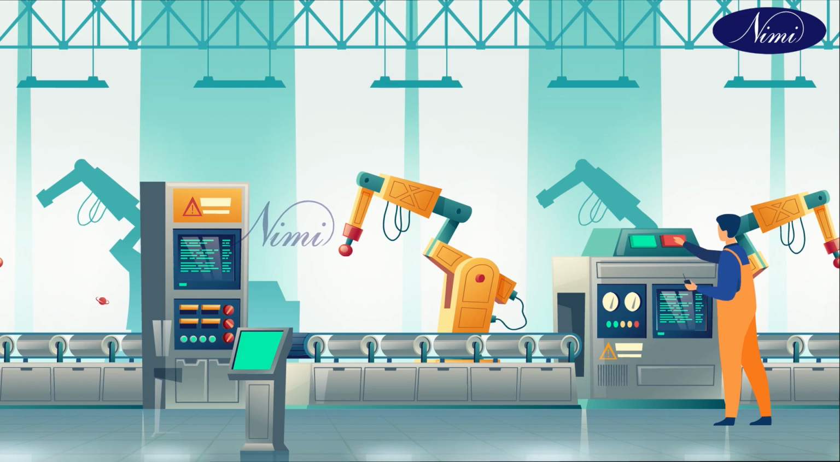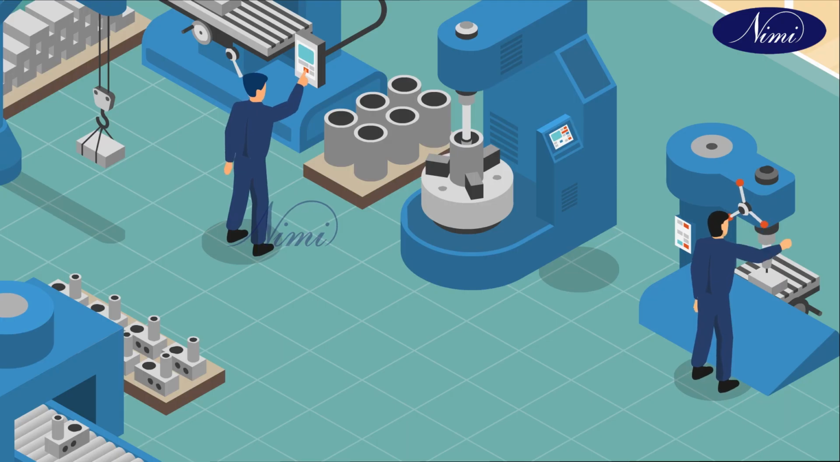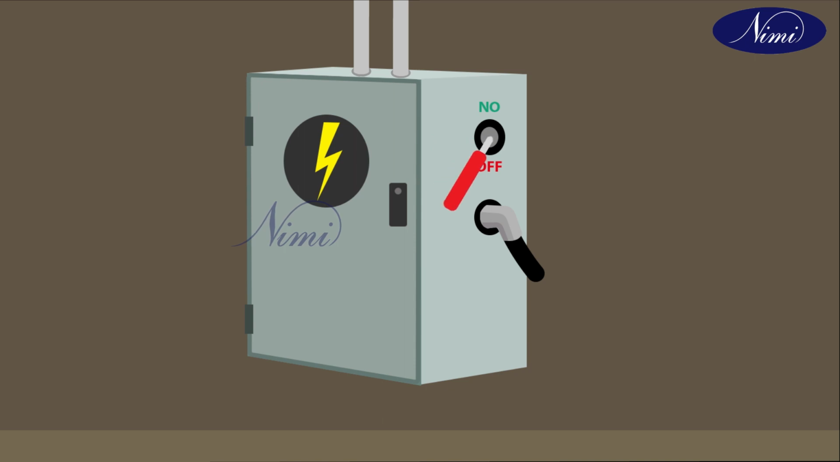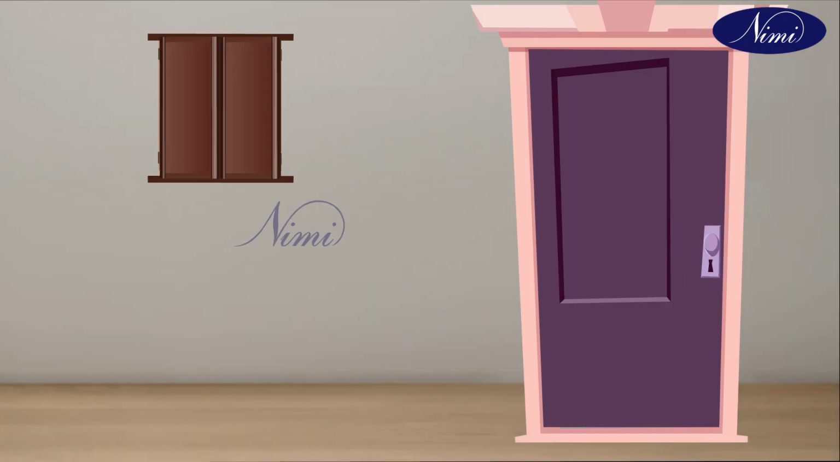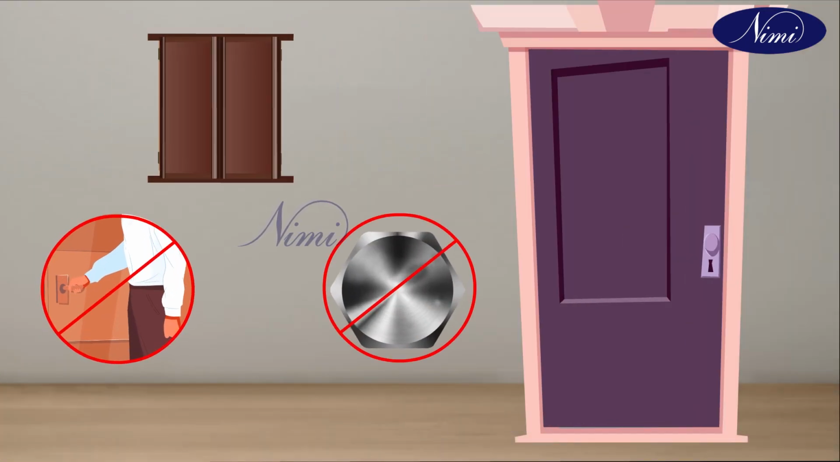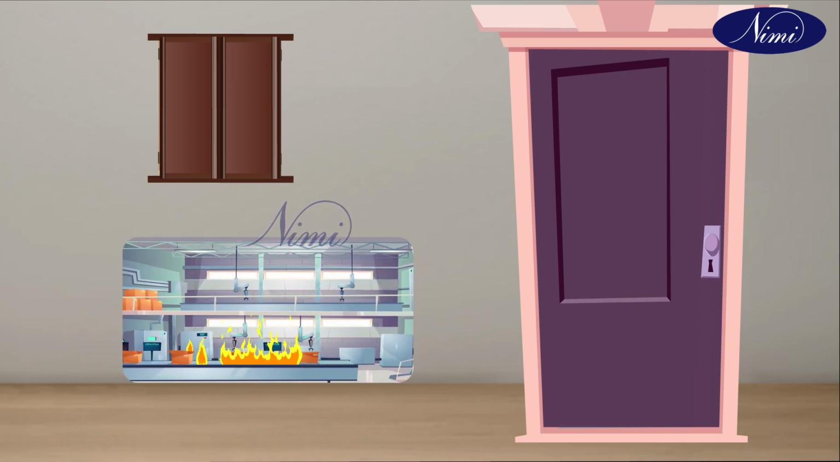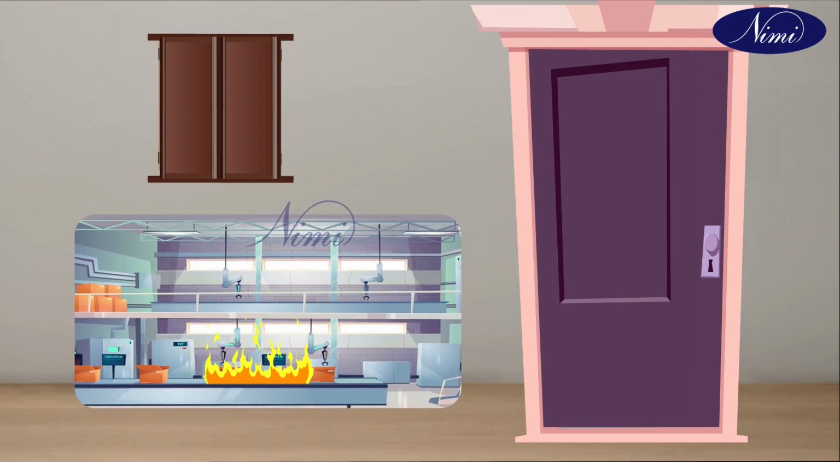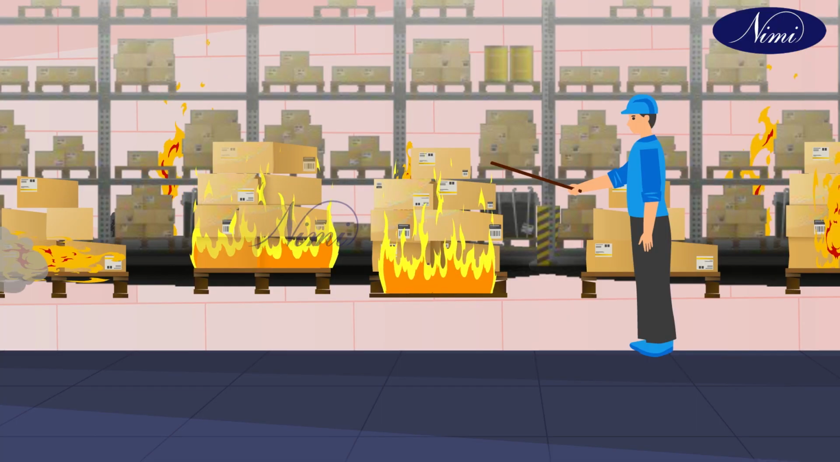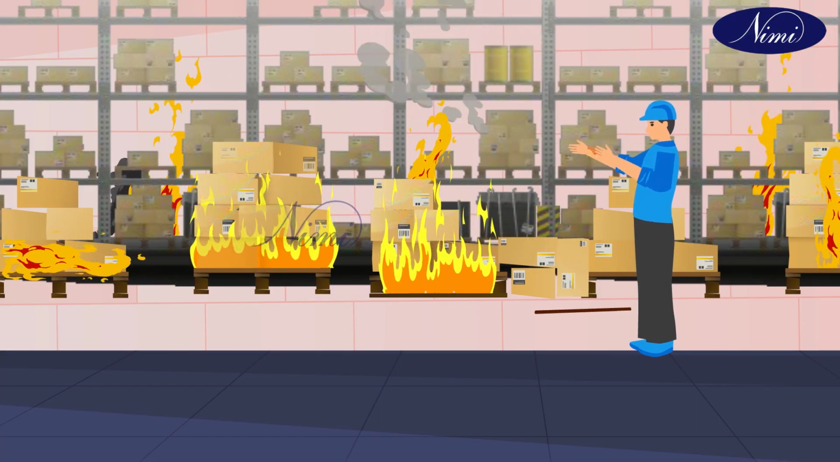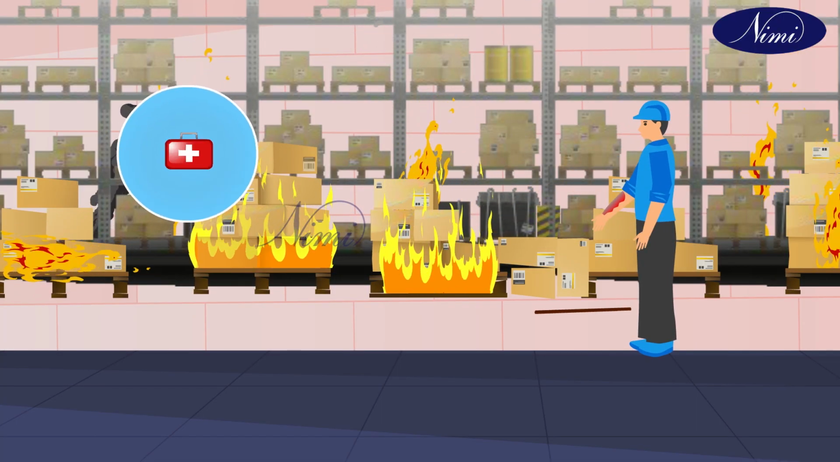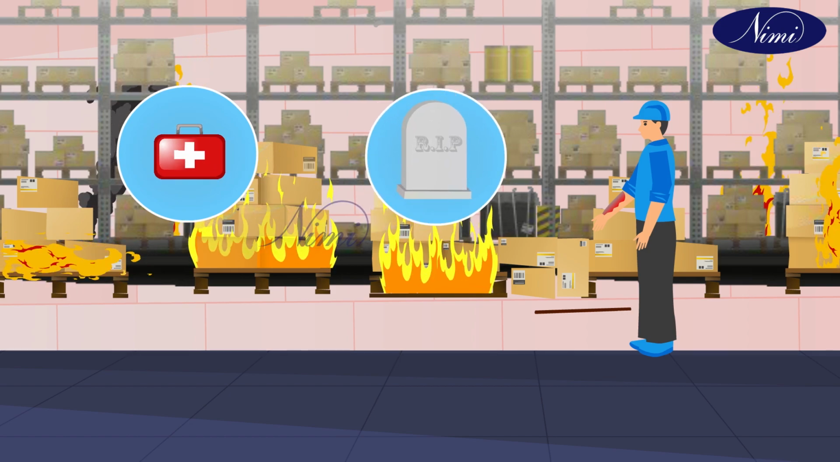Next one, turn off all the machinery and power, gases and electricity also. Close the doors and windows but do not lock or bolt them. This will limit the oxygen fed to the fire and prevent its spreading. Try to deal with the fire if you can do so safely. Do not risk your life by getting trapped.